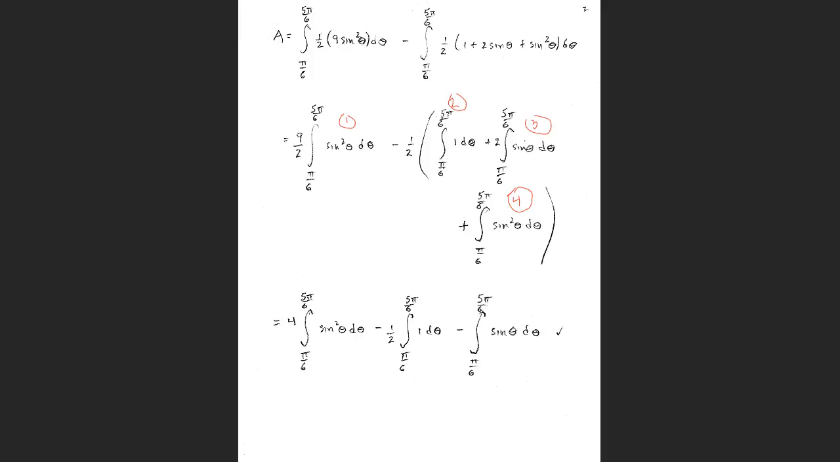They both have sine squared. So I could take 9/2 times that first integral, and then from there I can subtract the 1/2 times the fourth integral. 9/2 minus 1/2 gives me 8/2, which is 4. So little things like that can save you a lot of work.